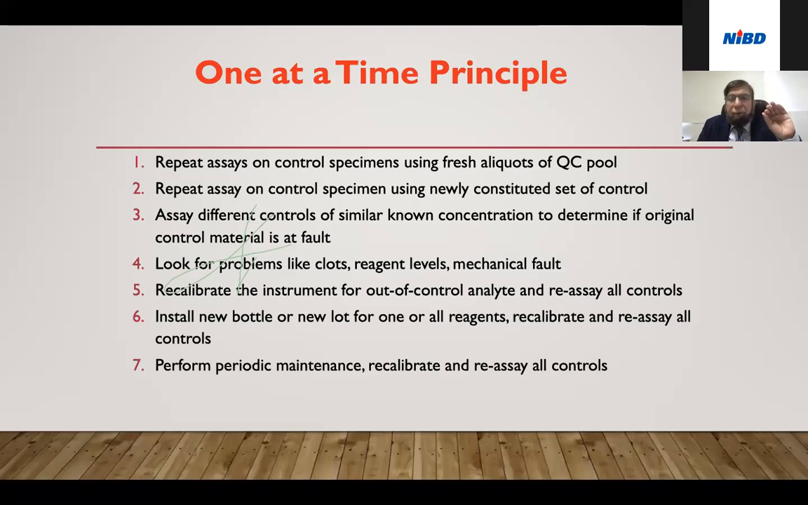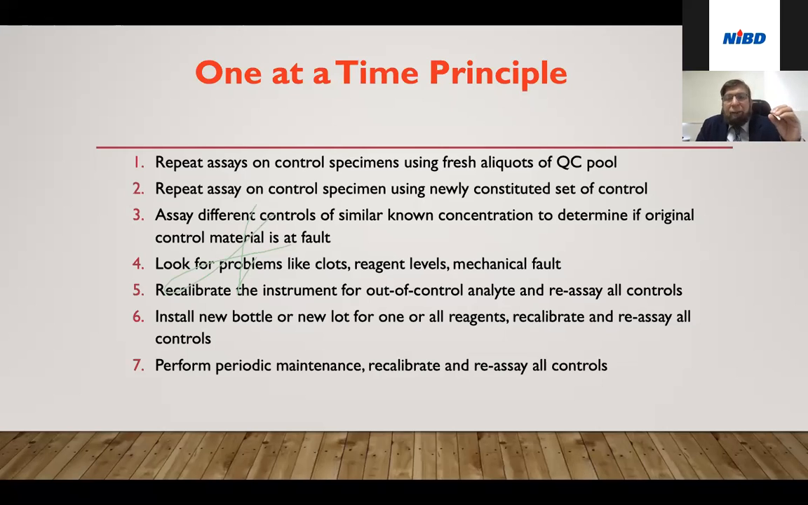For example, aliquot of the controls, fresh controls, controls from other manufacturers, then removing the clots, removing the mechanical faults, recalibrate the instruments, prepare new reagents. This is a suggested sequence, but you may not follow exactly like this. But usually the control should be changed first.